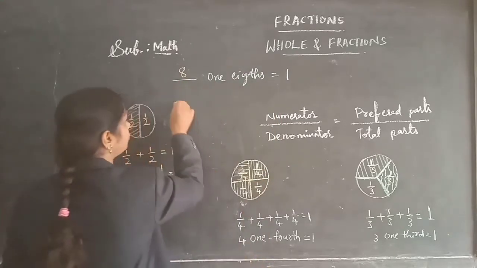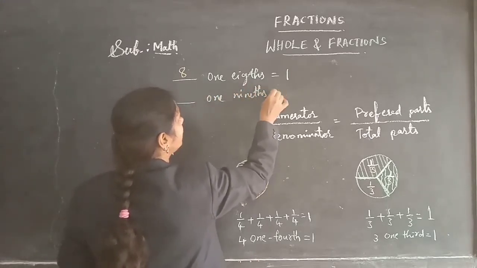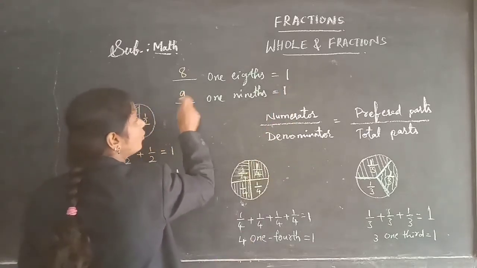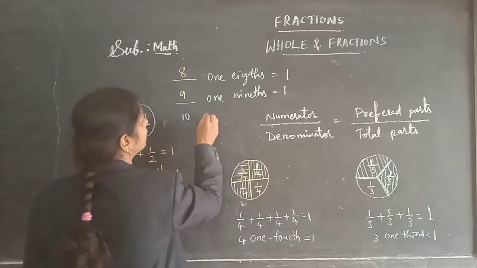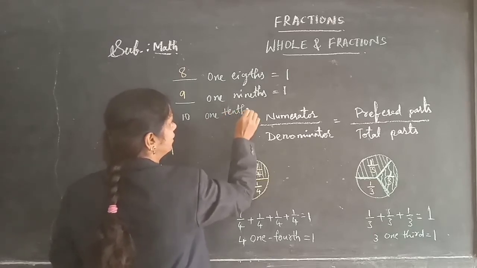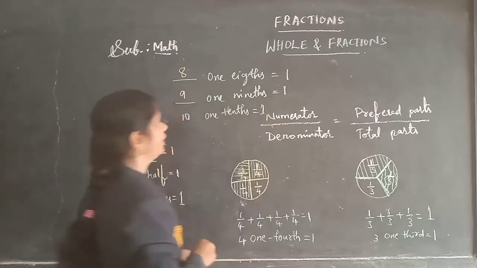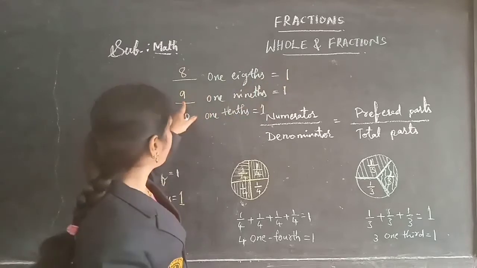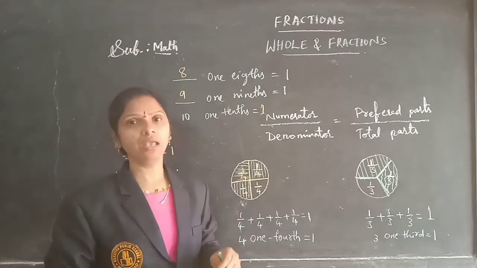Okay. Now like that only 1/9. How many 1/9s make a whole here? So 9 1/9s make a whole. Like that only 1/10s make dash here one whole. Did you clear, children? 8 1/8s make a whole. 9 1/9s make a whole. 10 1/10s make a whole.